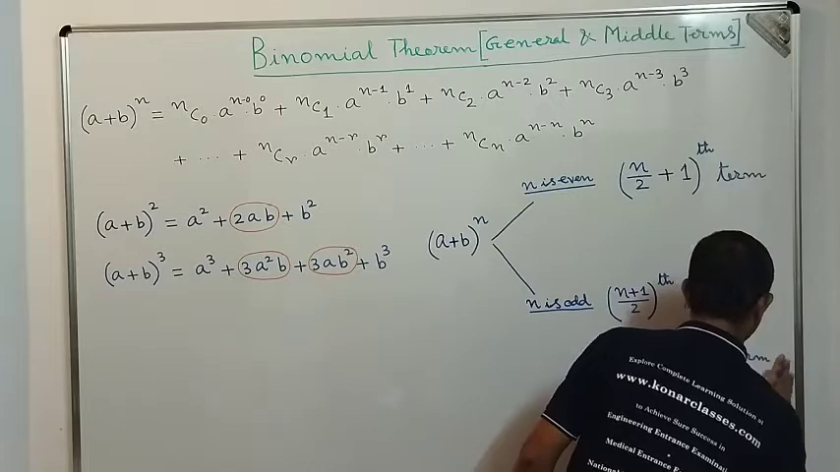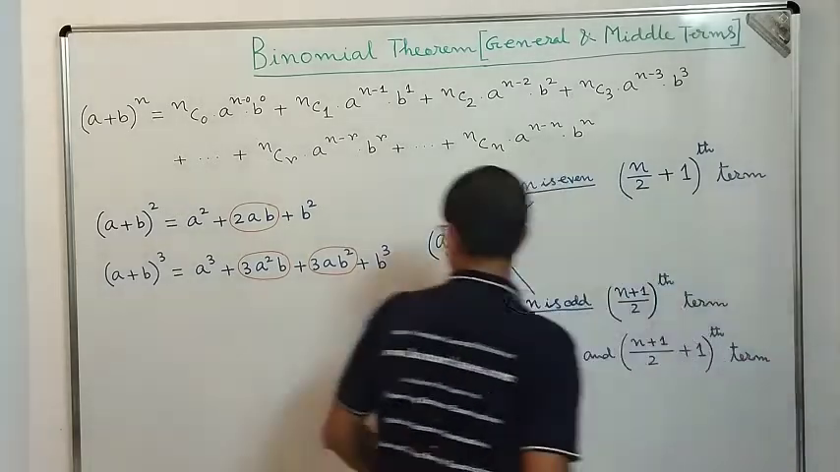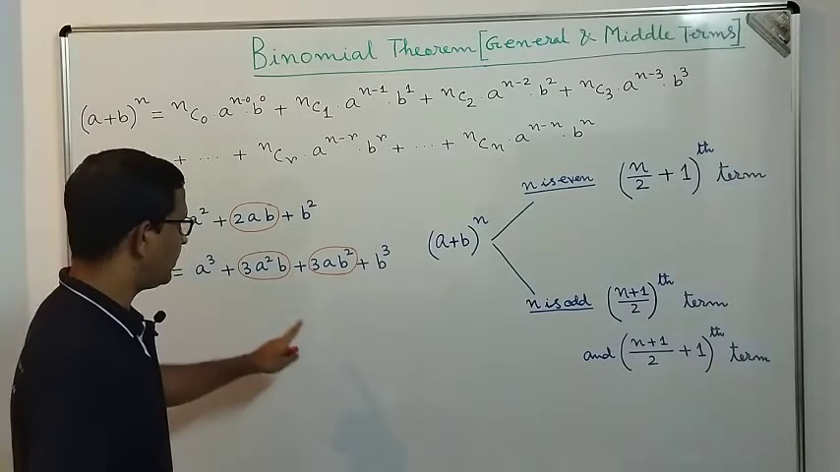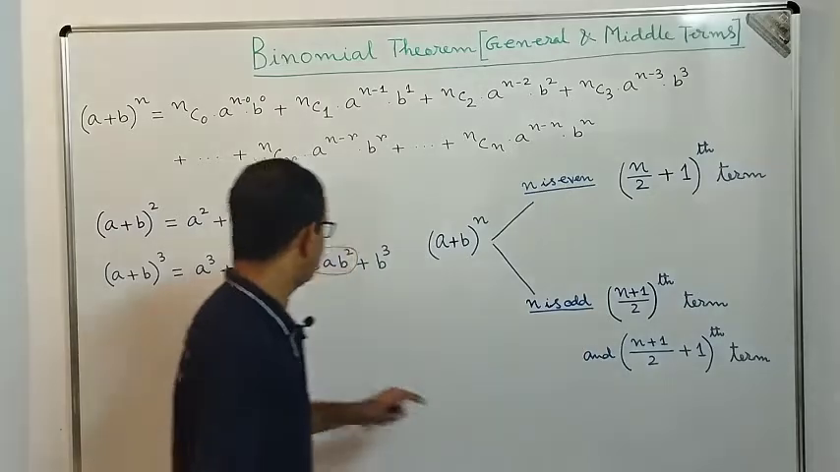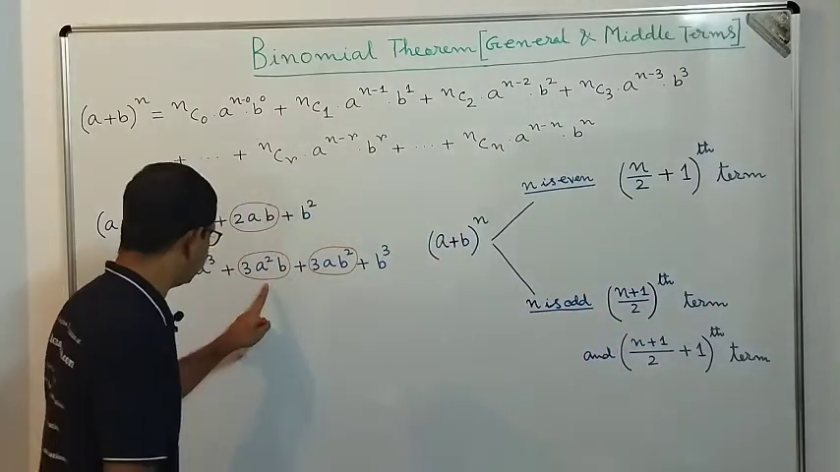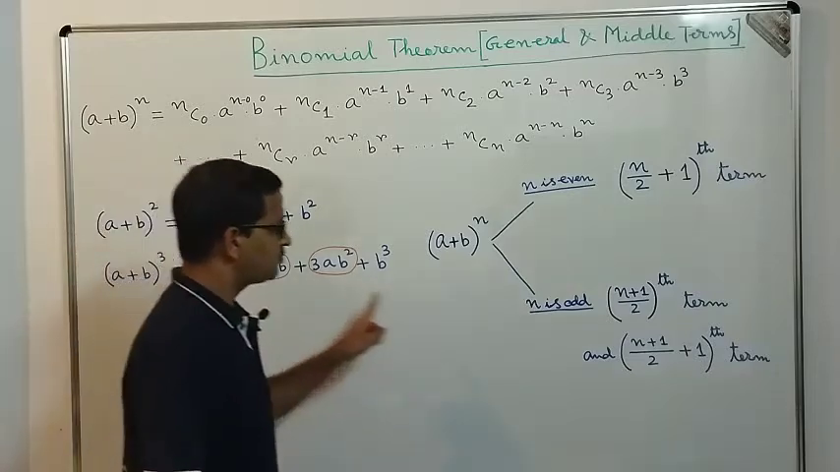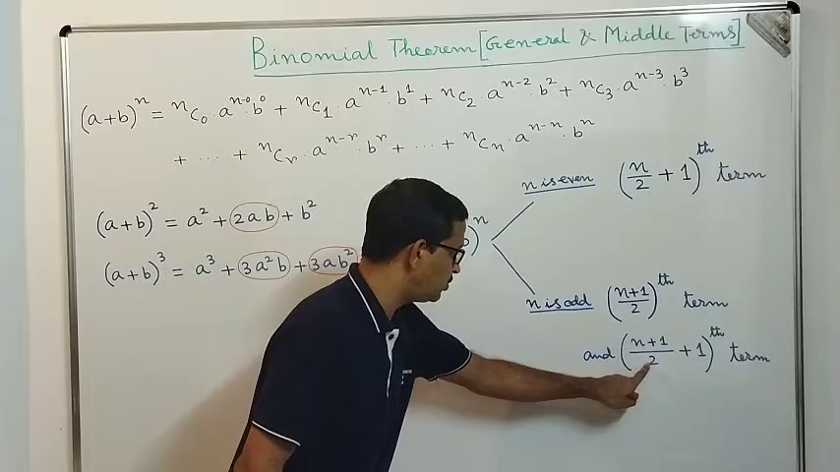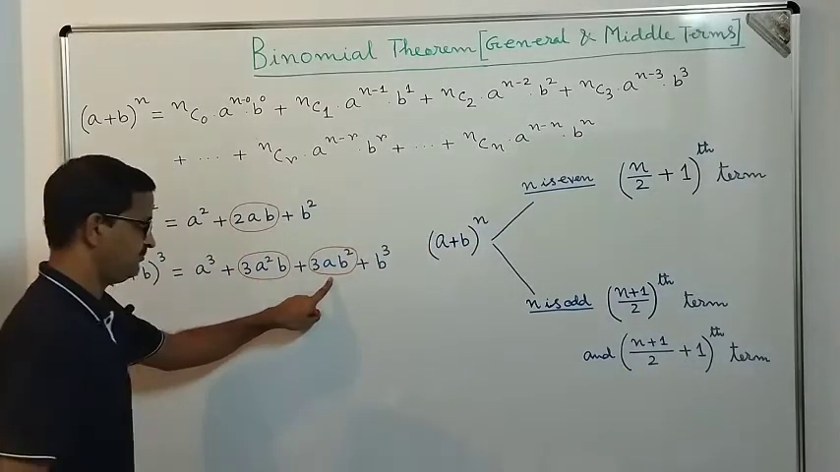So let's look into it with this example. Let's take the value of n equal to 3. That is odd, which means there are 2 middle terms. What are those? (n + 1)/2: n is 3, so 3 plus 1 by 2 is 4 by 2, that is 2. That means the second term, this one. And the next one is (n + 1)/2 plus 1. This is already 2, and 2 plus 1 is the third term.